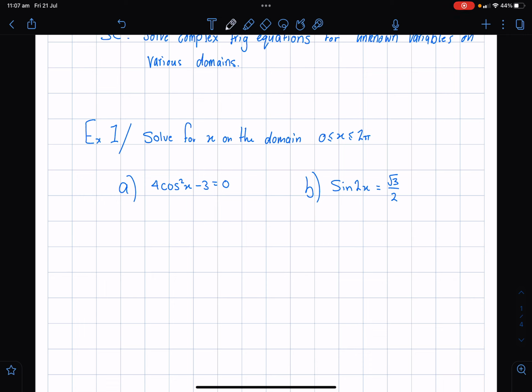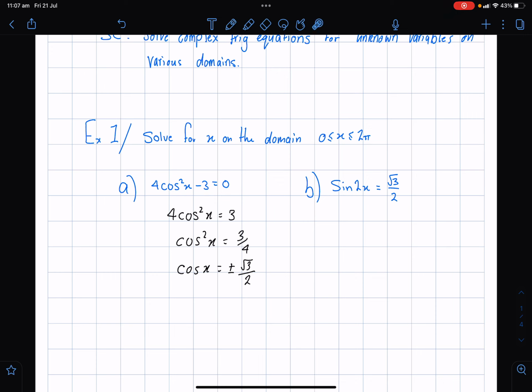So we've got -3, so we add 3 to both sides. Cos squared x equals 3. Divide by 4 on both sides. And then we've also got to take the square root of both sides. So we've got cosine of x is equal to plus or minus, really important, √3, and then the square root of 4 is just 2. So I've got cos x equals plus or minus √3 on 2.